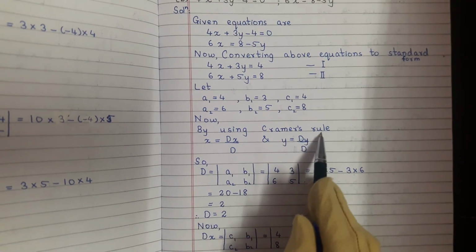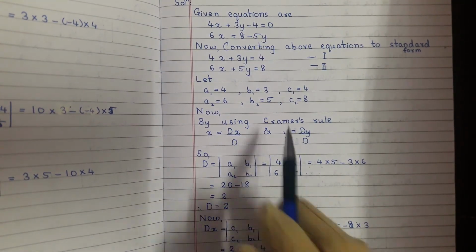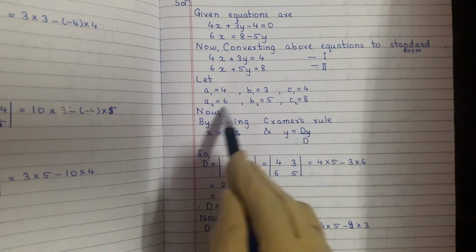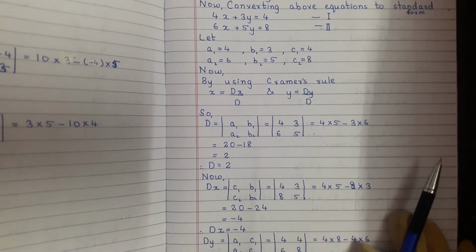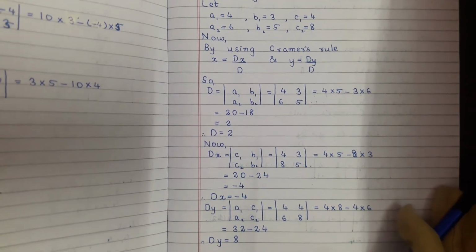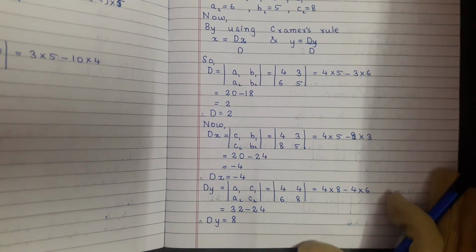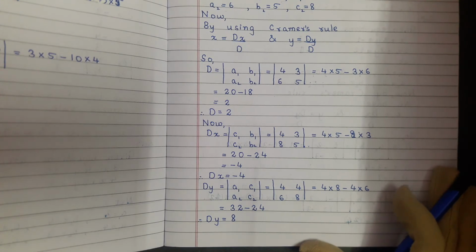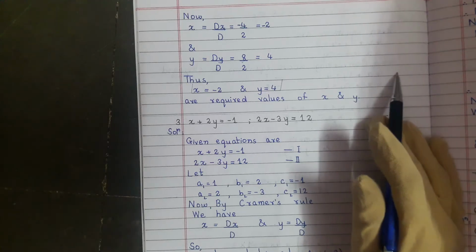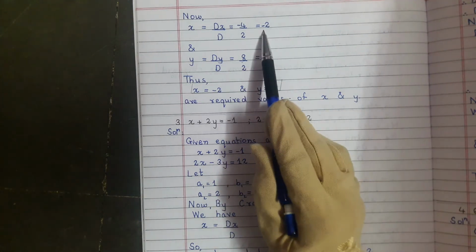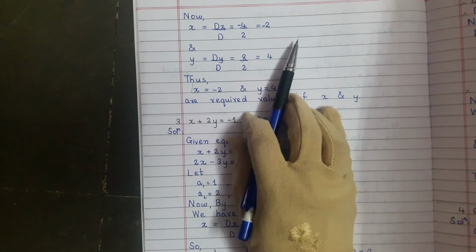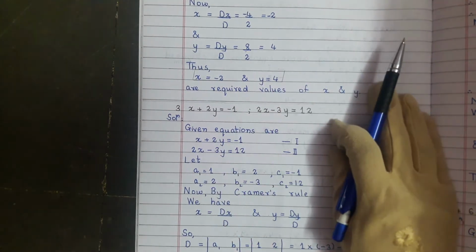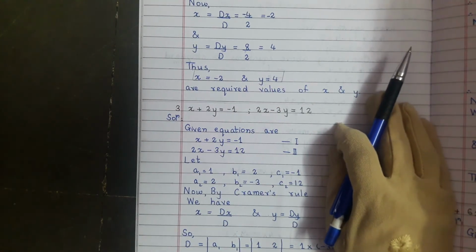Now by using Cramer's method, you have to write a1, b1, c1, a2, b2, c2, and just solve d, dx and dy. So that's why I told that it is enough to find d, dx and dy if you are solving by Cramer's rule. So x will be minus 2 and y equal to 4. So just while solving, do it neatly and cleanly.